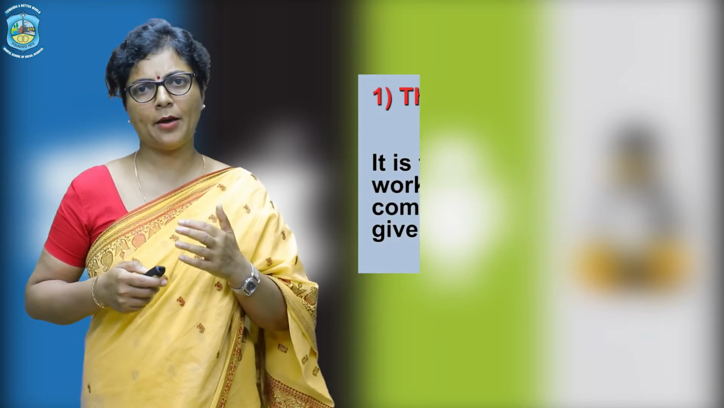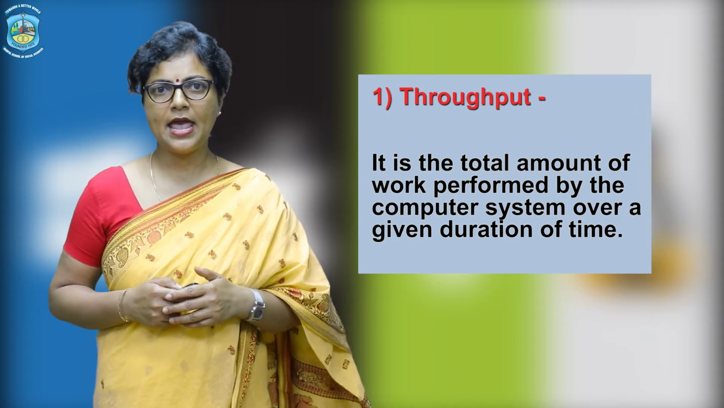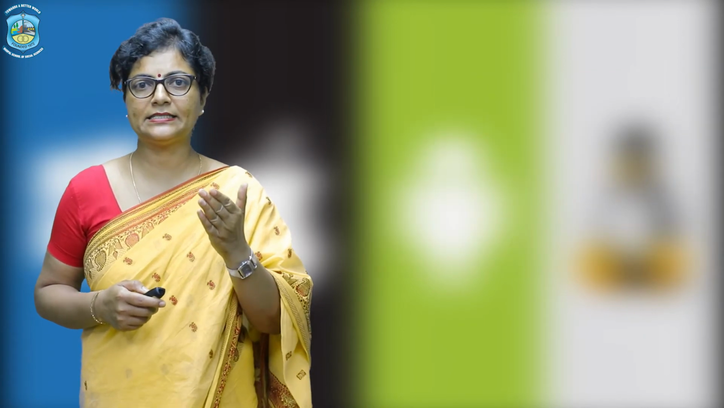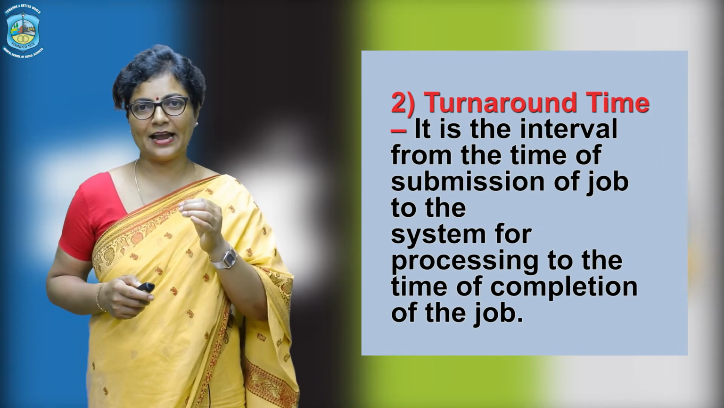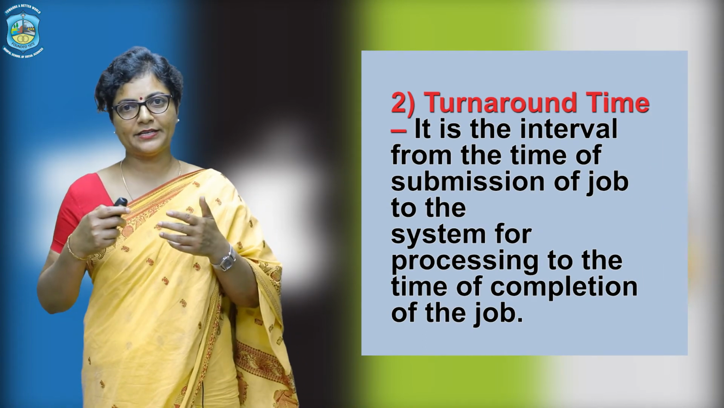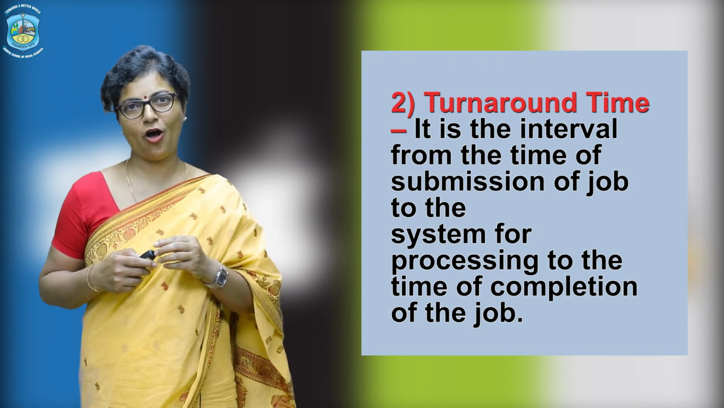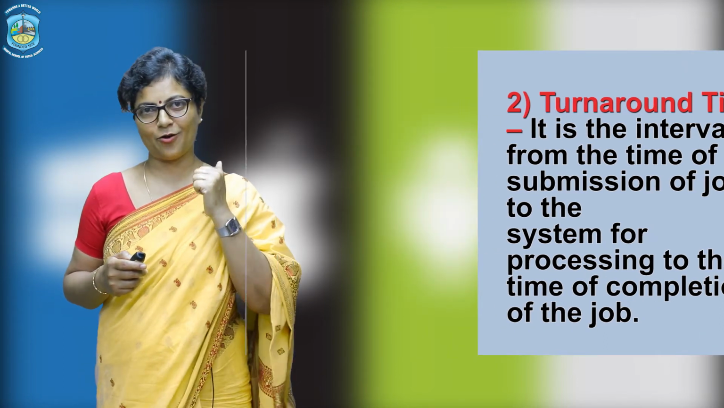Throughput is the total amount of work performed by the computer system over a given duration of time. In other words, the amount of work or number of processes that are completed by the system per unit of time is called throughput. It is taken as n upon t, where n processes are completed in an interval of t seconds. The second factor is turnaround time. It is the interval from the time of submission of a job to the system for processing to the time of completion of the job. The time between the submission and completion of the job is turnaround time.